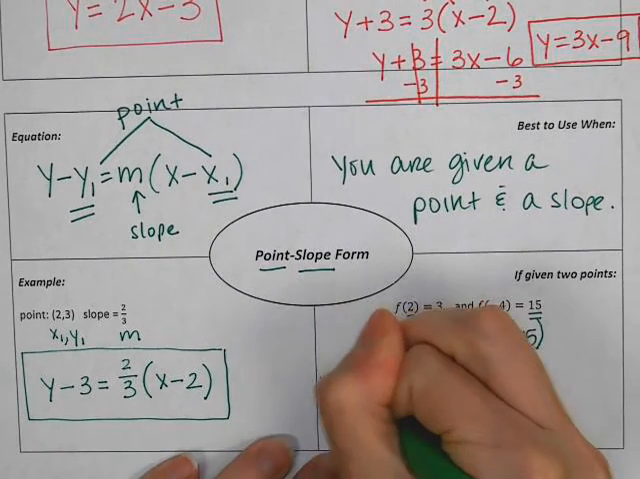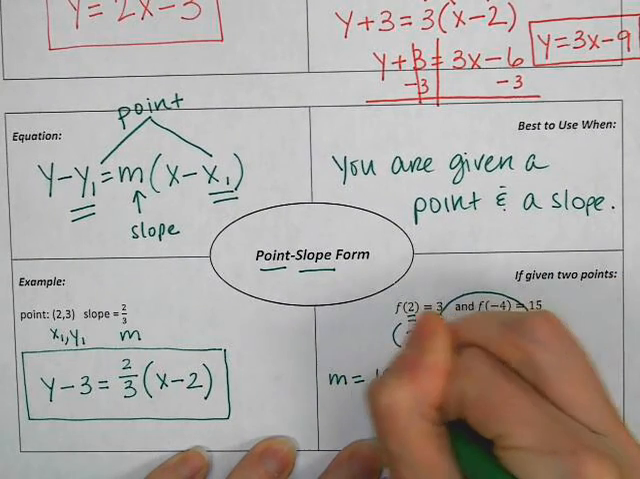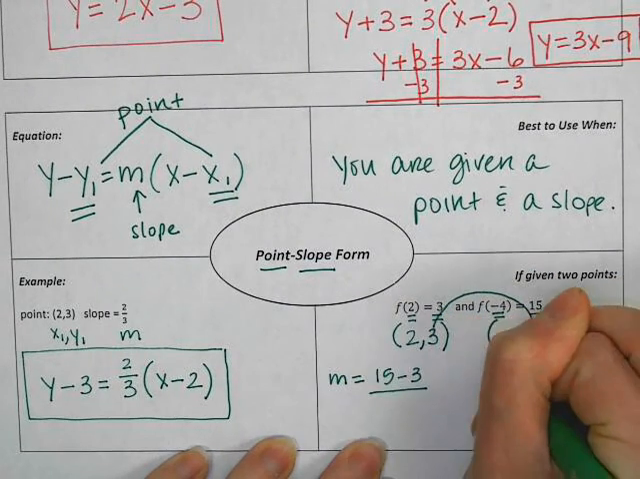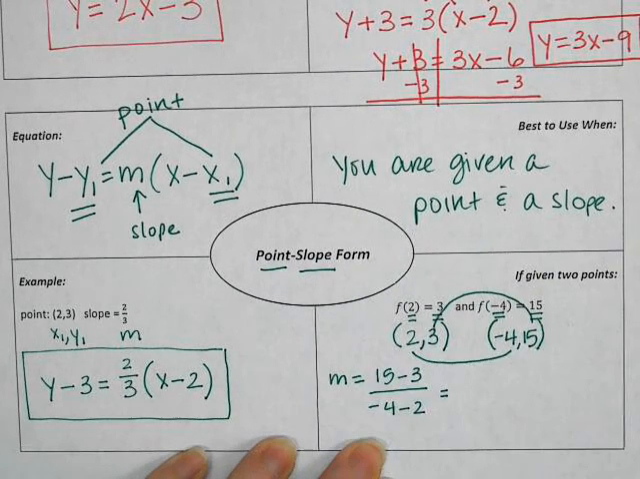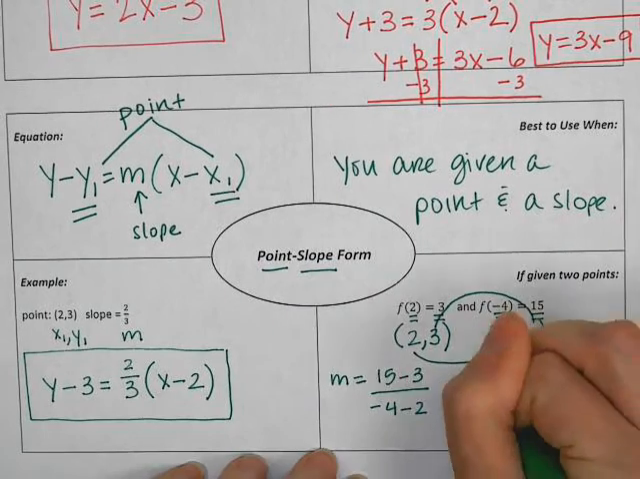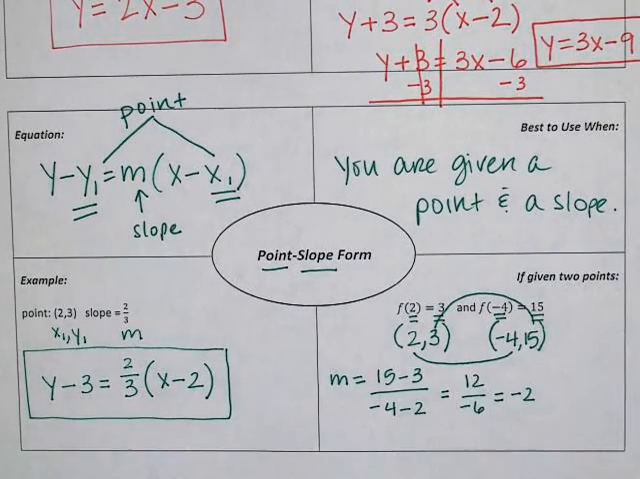So let's calculate slope. It's y2 minus y1. So 15 minus 3 over x2 minus x1, negative 4 minus 2. And that gives us 12 over negative 6, which reduces to negative 2 for the slope.